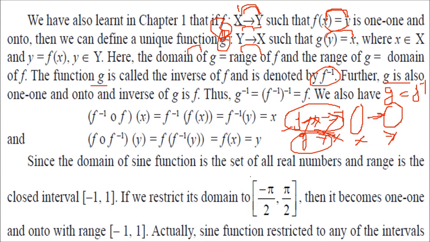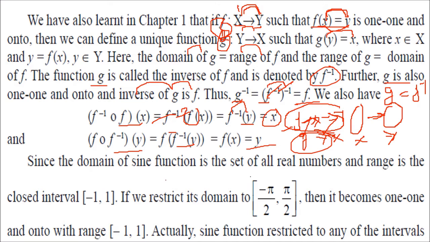If g is also one-one and onto, then what is the inverse of g? The inverse of g is f, since g is nothing but f inverse, and the inverse of f inverse is f. So f inverse of f of x, that is f inverse of y, is x. Again, f of f inverse of y is y. Here f of x is y.